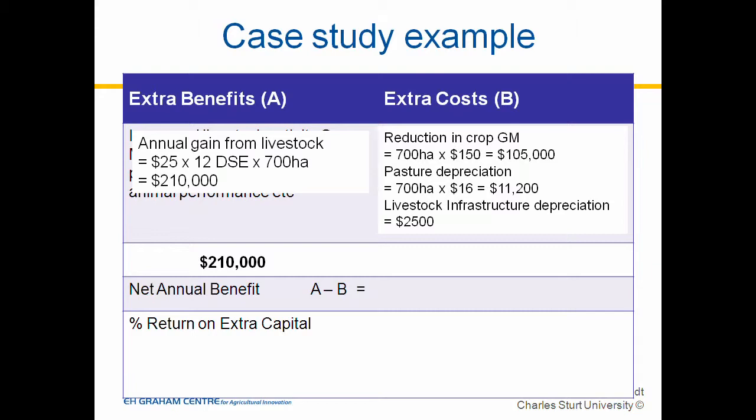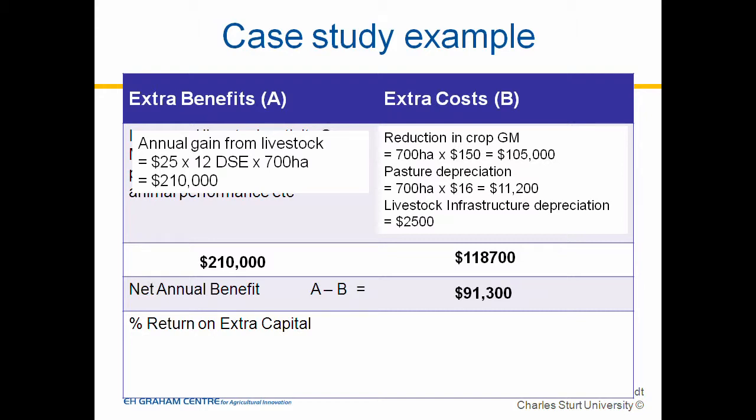We have pasture depreciation costs just roughly nutted out at about $11,000. And we have livestock infrastructure, so another set of yards or whatever it may be, at $2,500 per annum effective cost. That gives us a total of $118,000 in extra costs. And that's included both foregone revenue plus actually extra costs of making the change. So what's our difference? Our difference is $91,300.